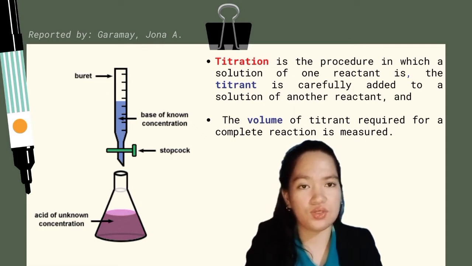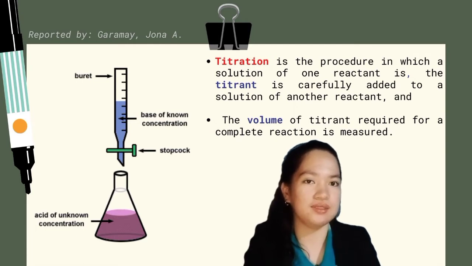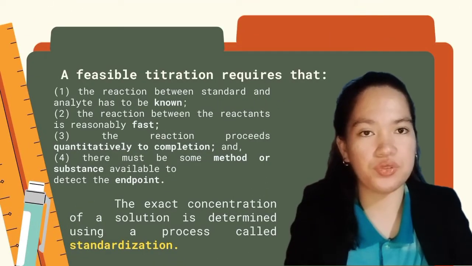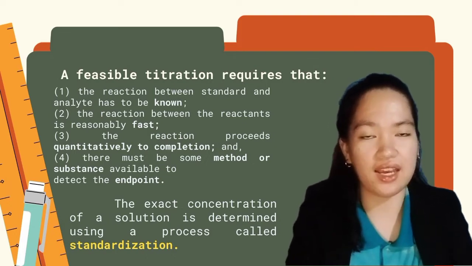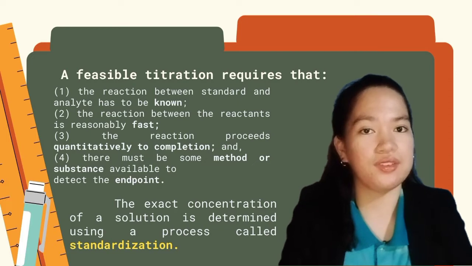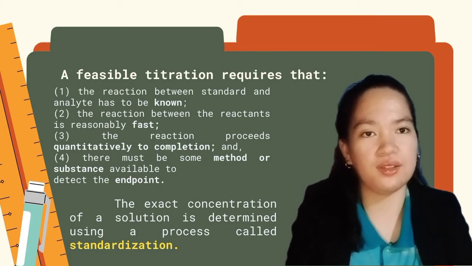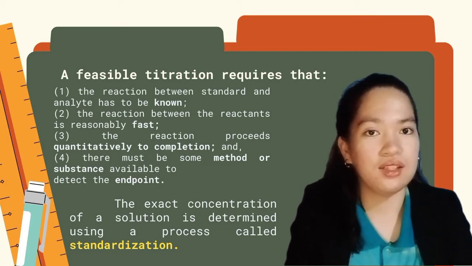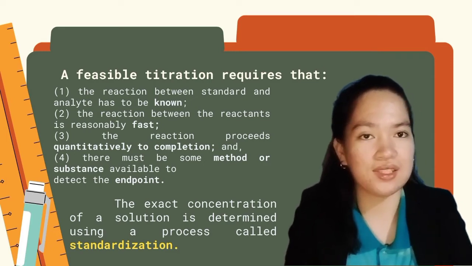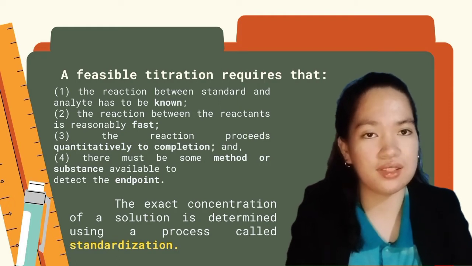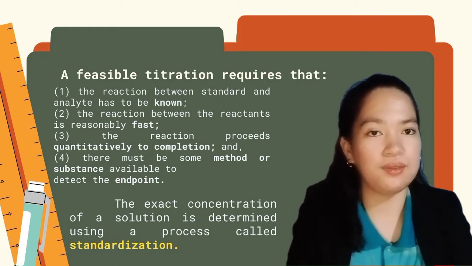This technique is used to ascertain an unknown analyte's concentration. Volumetric analysis, the measuring of volume, is very crucial for titration technique and method. A feasible titration requires that, first, the reaction between standard and analyte has to be known. Second, the reaction between the reactants is reasonably fast. Third, the reaction proceeds quantitatively to completion. And last, there must be some method or substance available to detect the endpoint.